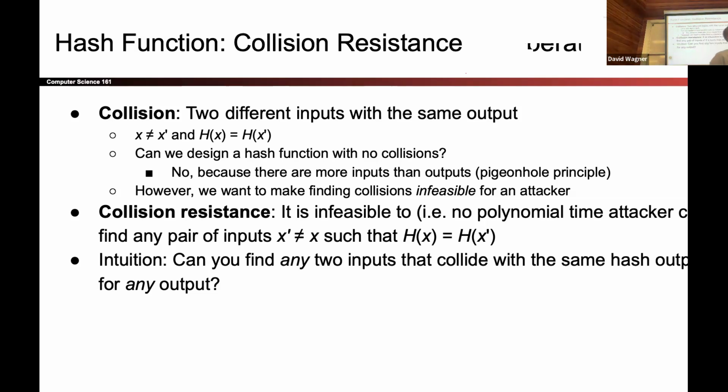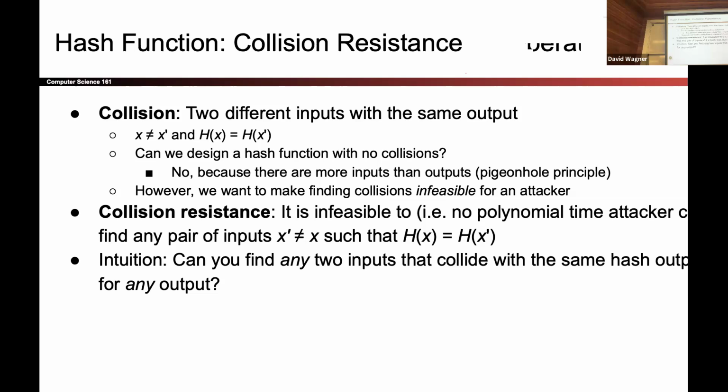Collision is intuitively bad because we wanted to get a unique ID for each file. But if there are collisions, then there's two files that get the same ID, even though the files are different. We didn't end up with a unique ID. So a really natural goal for a hash function would be no collisions. There does not exist x prime such that x is different from x prime, but hash of x is the same as hash of x prime. But there's a problem. I could ask for that, but I'm never going to get it. It's impossible to build a hash function that satisfies that requirement.